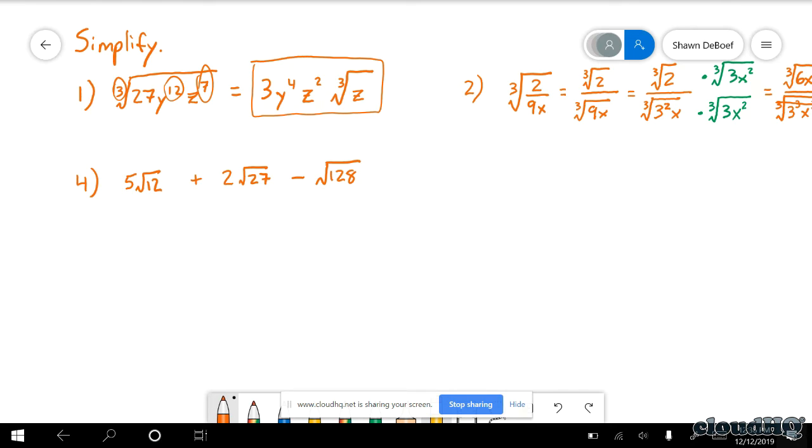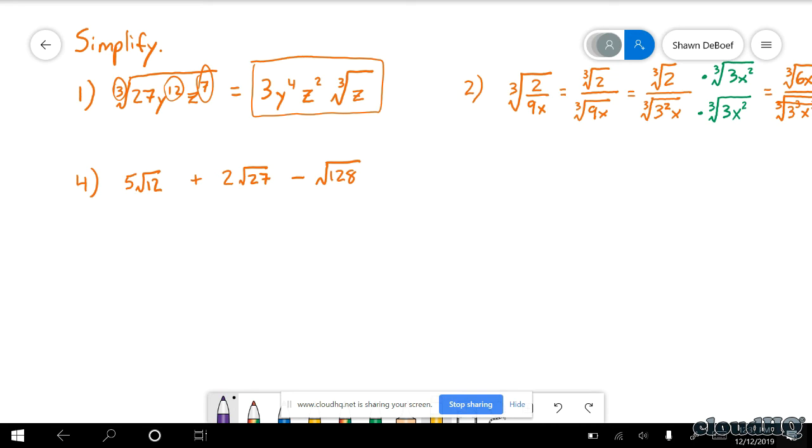You cannot combine those together as is. You have to think of those square root pieces. Square root of 12, square root of 27, square root of 128, and you can only combine through addition and subtraction if they're the same. And they're all unique here. They're all different. It's kind of like having an X, a Y, and a Z. So we cannot combine those. However, I don't think any of those are simplified. So we can simplify each of those first.